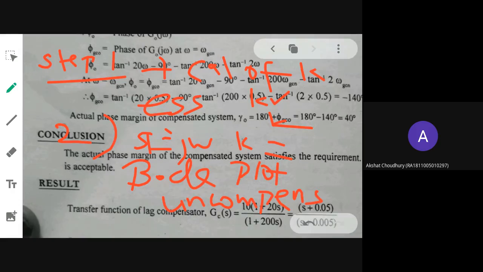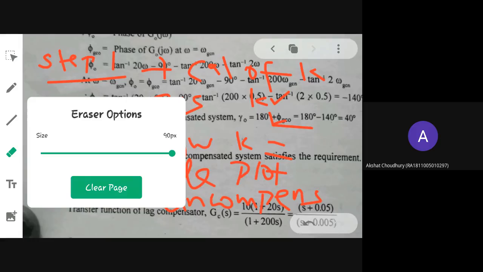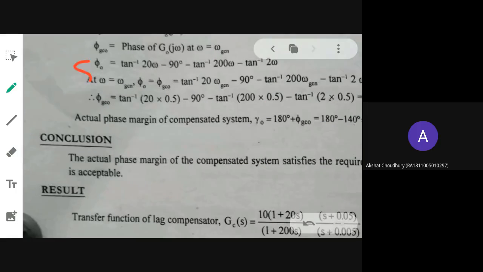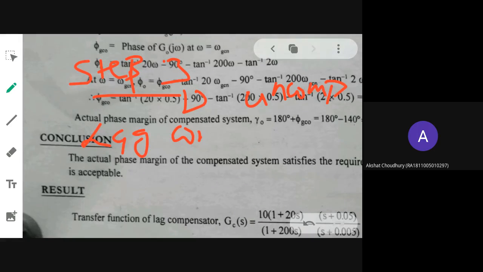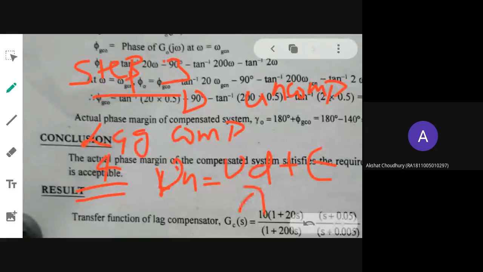Then what will you do? What is your step three? Step three, you will find out gamma for the uncompensated system. But if it is undesirable, you will write that lag compensator is needed. Then you will proceed for step 4. That is, you will fix up the value for gamma n by using what formula? Gamma n equal to gamma d plus epsilon. This is your desired value that is asked in the problem plus trial value epsilon you will put, and you will fix up phase margin for the compensated system.